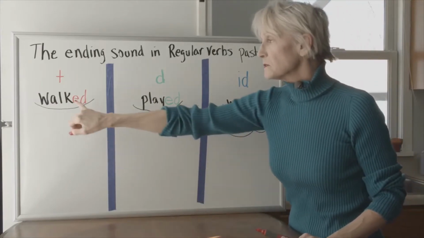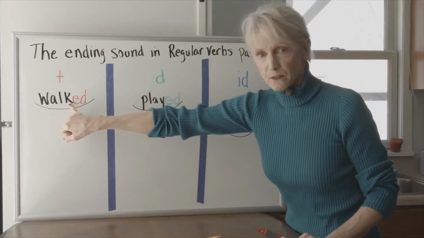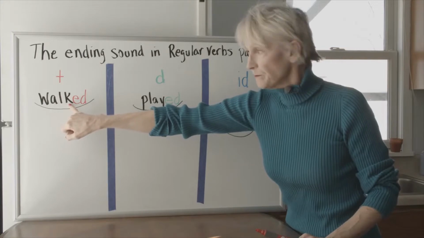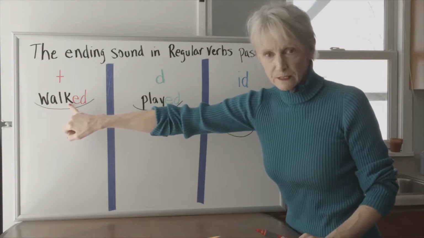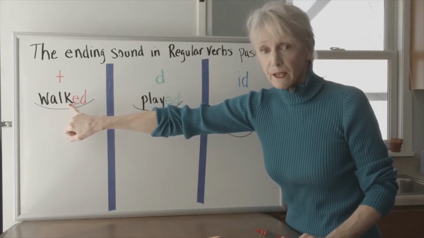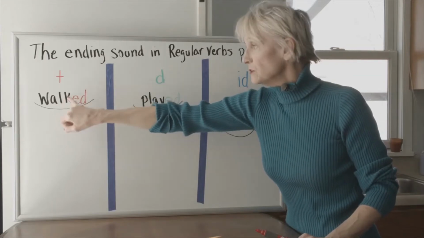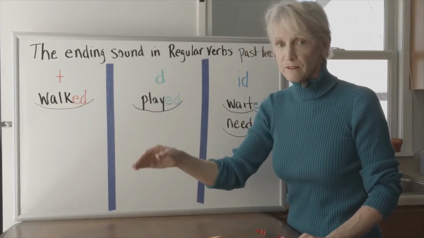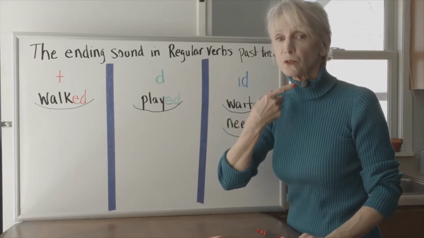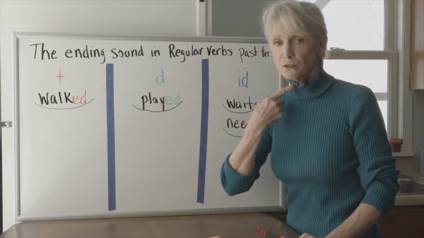So the question now is, why do we have three different sounds? The reason is because of this sound that precedes the ED. This is what's called voiceless. There's no sound when you make a K. Walk. So when you continue with the ED, you also don't have a sound. There won't be vibration in your throat.